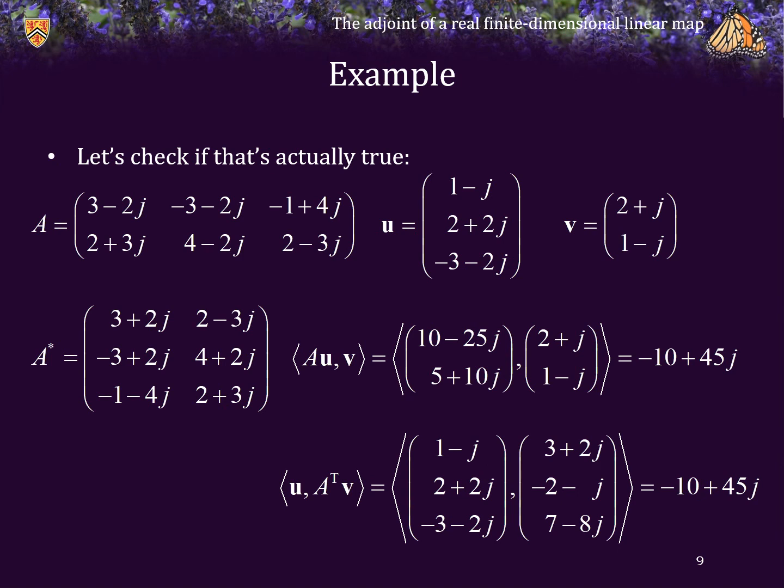On the other hand, if I calculate A star V, or the adjoint of A, or the conjugate transpose of A times V, we get the vector 3 plus 2j, negative 2 minus j, 7 minus 8j. We are taking the inner product of that and U, and consequently, once again, we conjugate each of the entries of U, multiply the corresponding entries together, and add the results. We get exactly the same answer, negative 10 plus 45j.